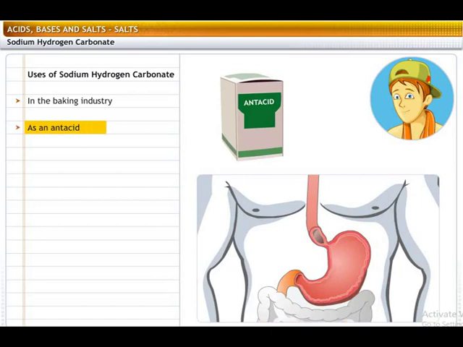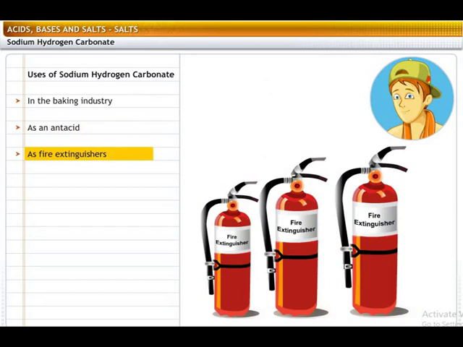It is also used as an antacid because, being alkaline, it helps to neutralize the acid of the stomach. Apart from that, it is even used in soda acid fire extinguishers, which we usually come across in the multi-storied malls. That's right.